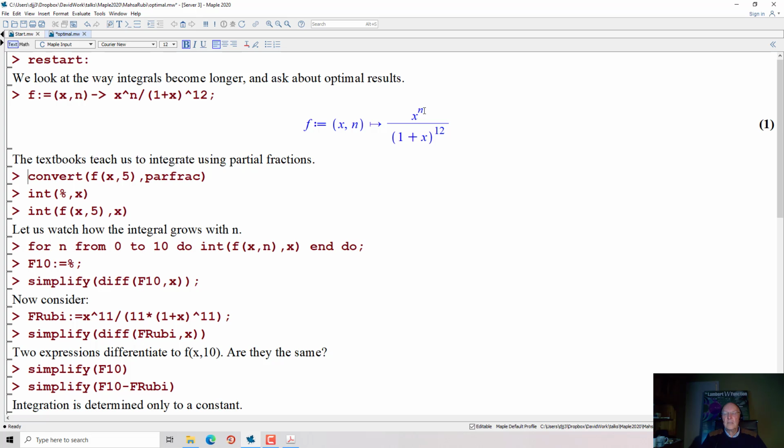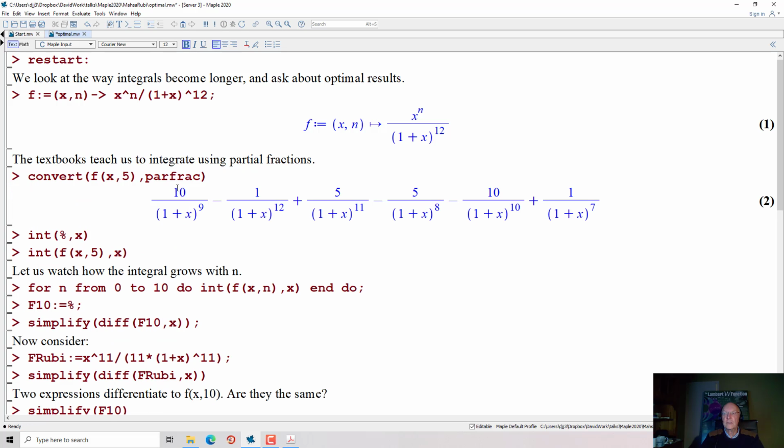Let's first start with how would a student of calculus evaluate an integral such as this? Well, the textbooks tell us to use partial fractions. Maple can do this for us. For n equals 5, I'm going to ask for f to be expanded as a partial fraction decomposition.